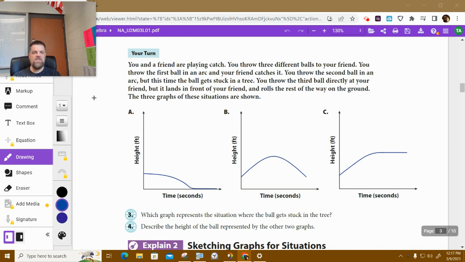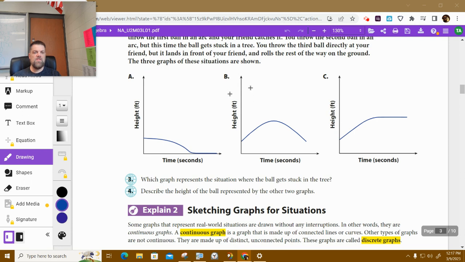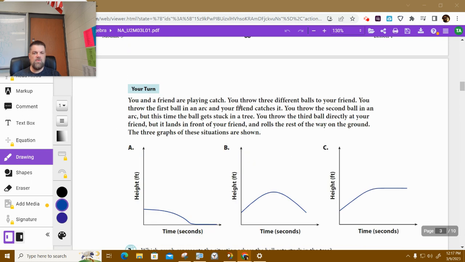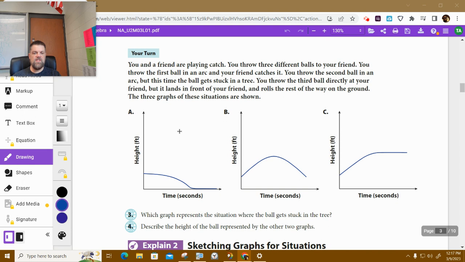The 3 graphs of these situations are shown. Okay? So now we have some questions. So A is the first one. You throw it to your friend and he catches it. You throw it to your friend and it rolls on the ground. You throw it to your friend and it gets stuck in a tree.